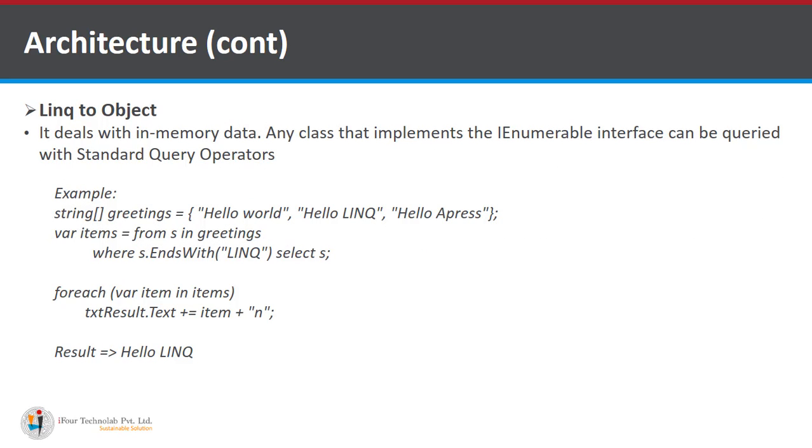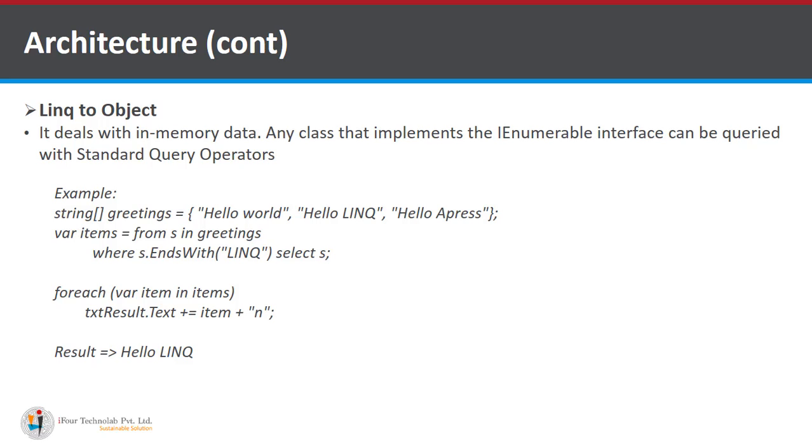Now, the next question that arises in your mind is, what is Linq to objects, Linq to XML and Linq to ADO.NET? So let's have a look one by one in detail. The first one is Linq to objects. It deals with in-memory data. Any class that implements the IEnumerable interface can be queried with standard query operators.